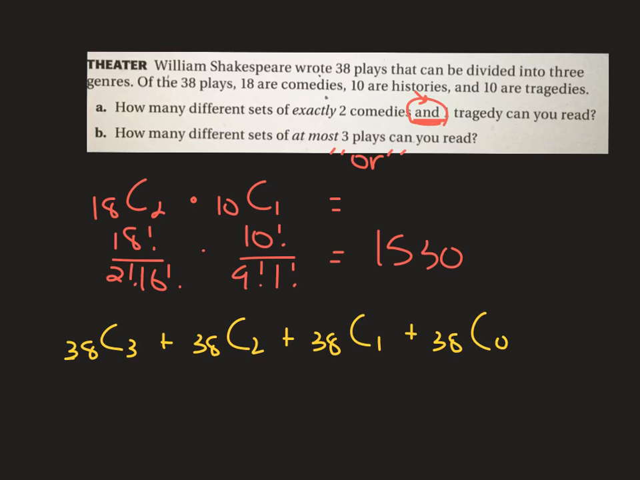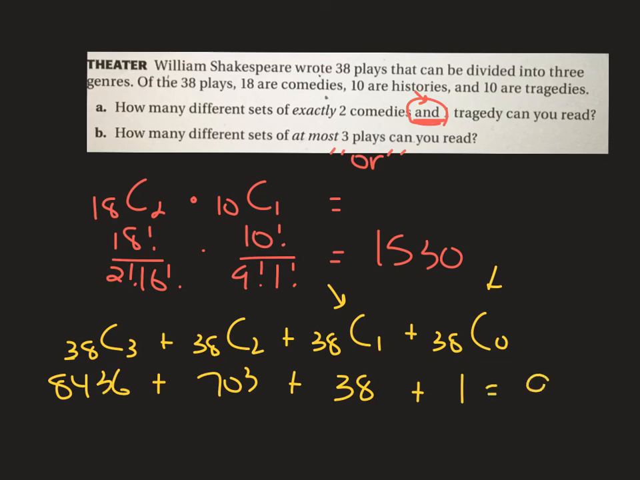All right, so I want to say this right here. Whenever you have a 0, anything C0 is always going to equal 1. So that's going to be 1. If you have a C1, it's always going to be whatever the first number is. That's going to be 38. So really the only 2 you have to work out are these 2. And I've already done that beforehand just to save some time. That's going to be 703. This first one's going to be 8436. So you just add all those together, you get 9178.